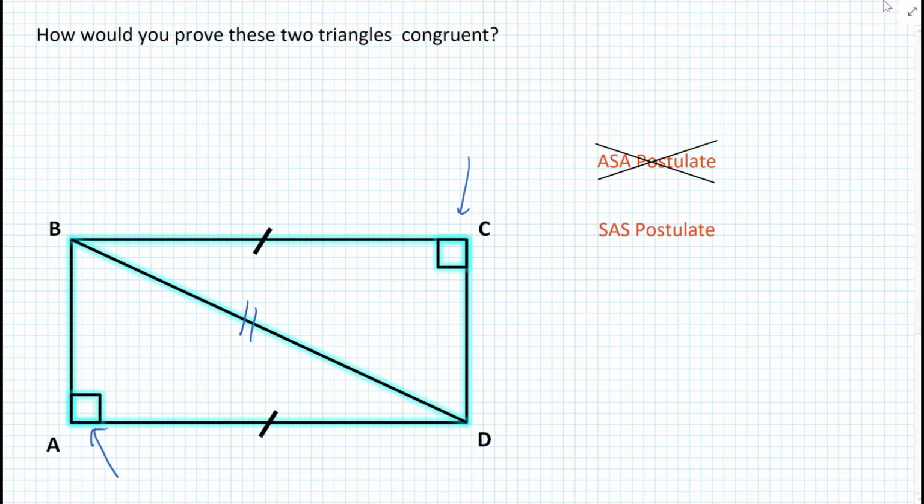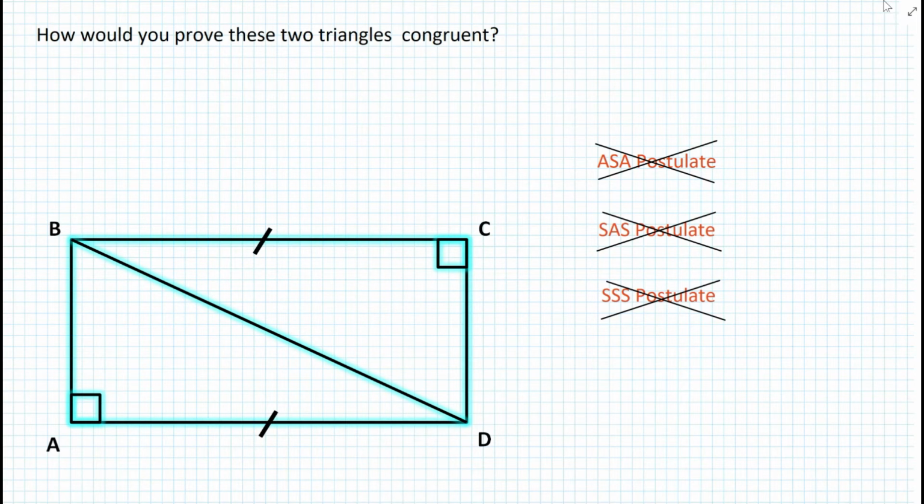So it turns out that we cannot use the SAS postulates either. What about the SSS postulate? Would that work? Well, that doesn't work either because we only have two sides. We don't know if segment AB and CD are congruent. So therefore, it doesn't work either.